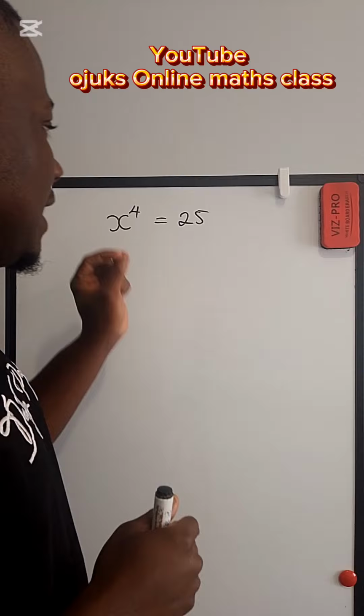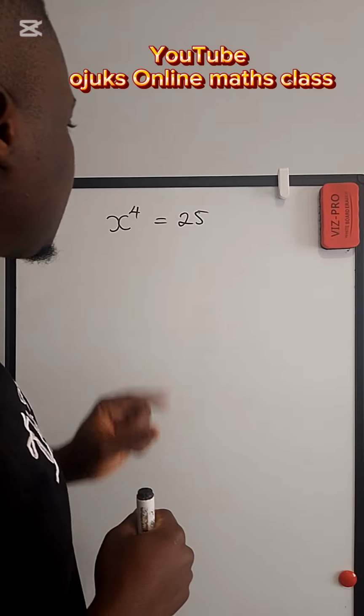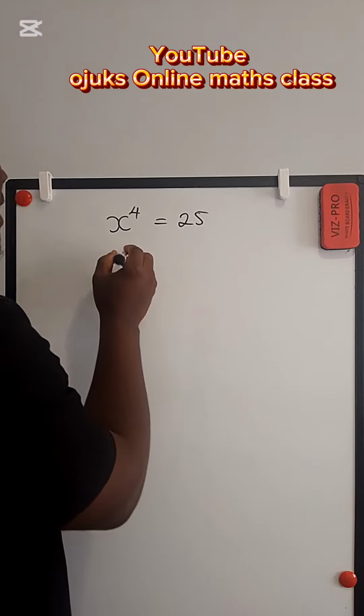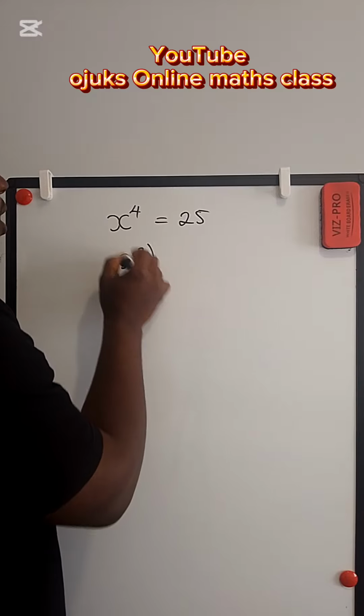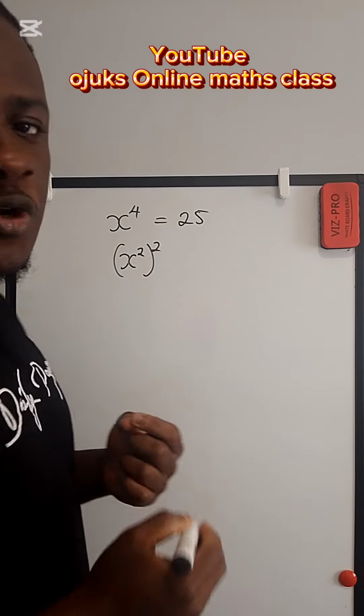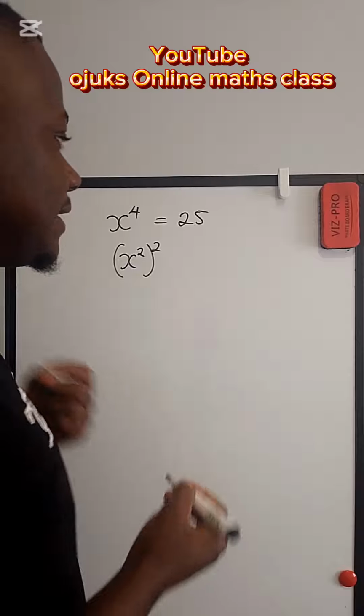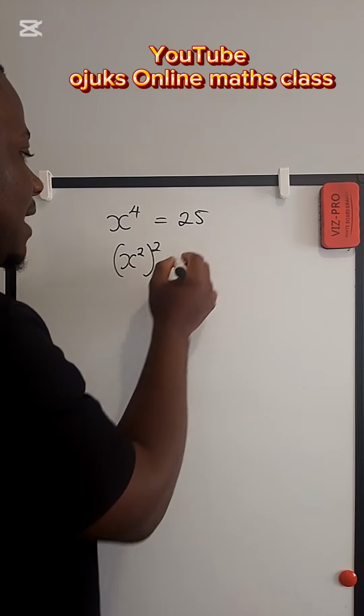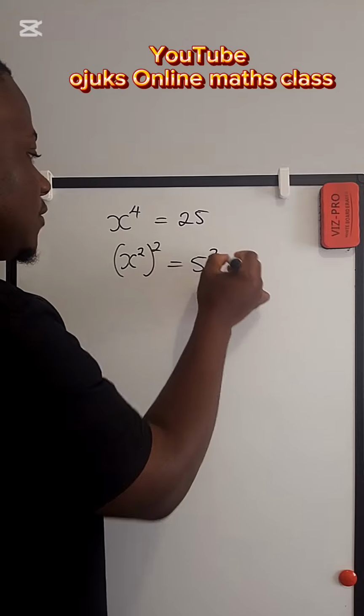Believe me, solving this indicial equation on the board can be as easy as ABC. Watch. The first thing we have to do, of course, if you observe here, we can write x raised to power 4 as x raised to power 2, raised to power 2, according to the product power law in indices. Then we can also represent 25 in index form as 5 to the power of 2.